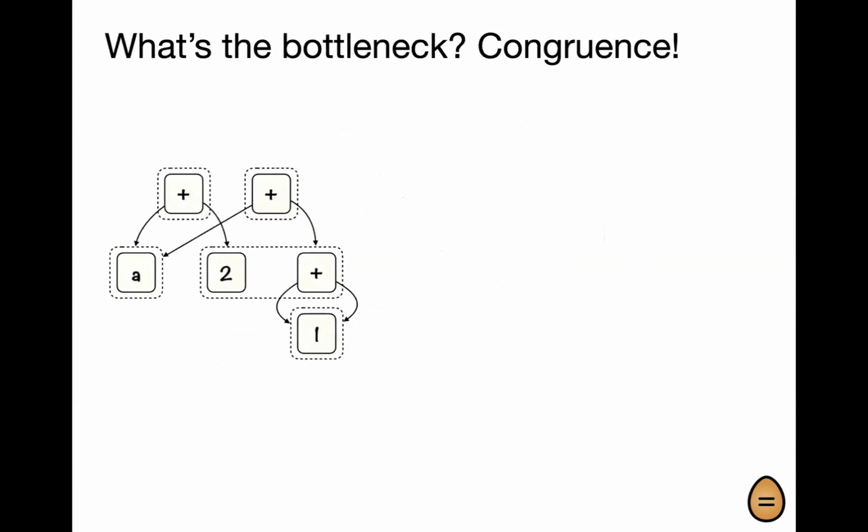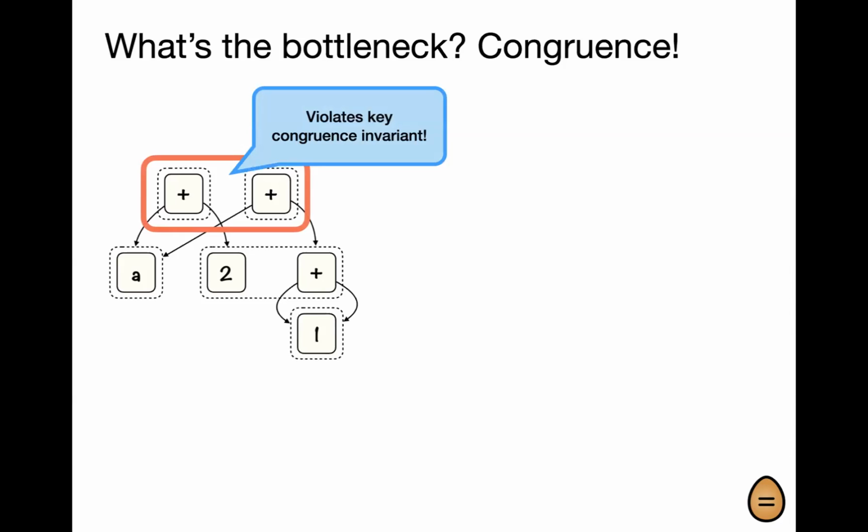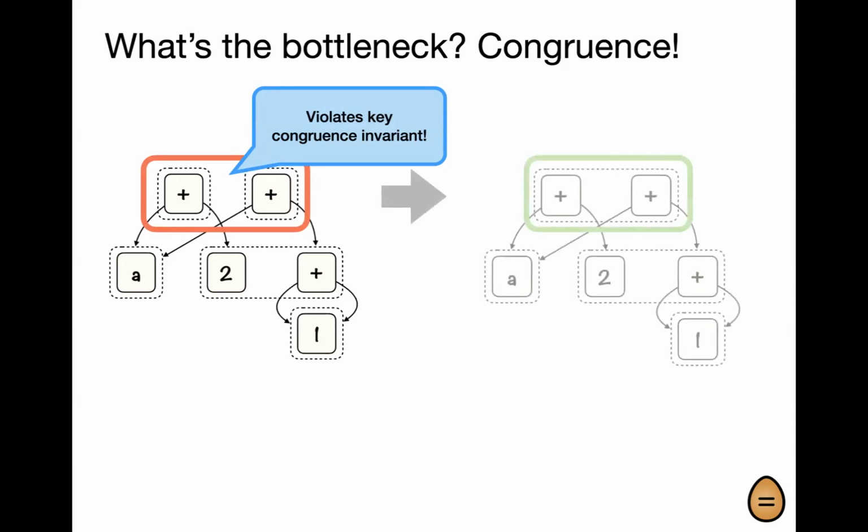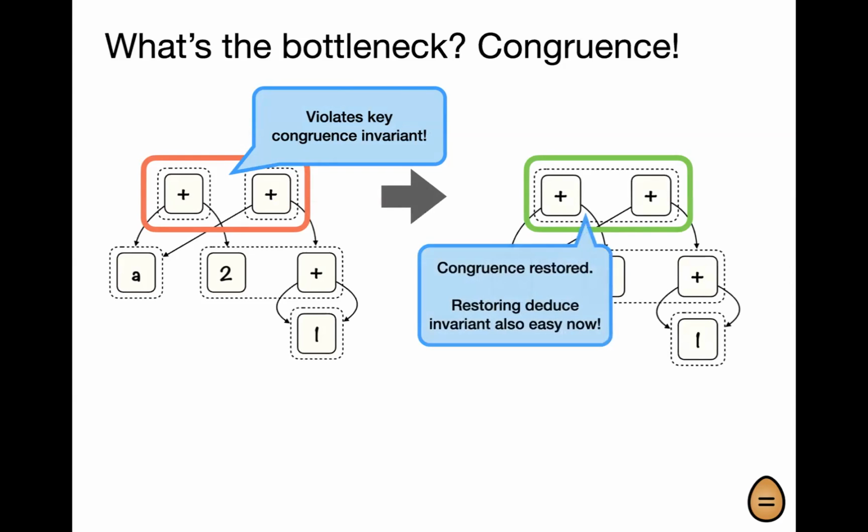Well, the bottleneck, as you might guess, is congruence. That's the whole point of egraphs. Here's an example. If I have two E-classes that have an E-node that has the same operator and their children are the same, well, I should merge those. So this violates the key congruence invariant you want your egraph to maintain. And so what you have to do is search the whole egraph for those and find opportunities to merge them. Once you put them in the same E-class, then you can dedupe them really easily to make sure your congruence and dedupe invariants are restored.